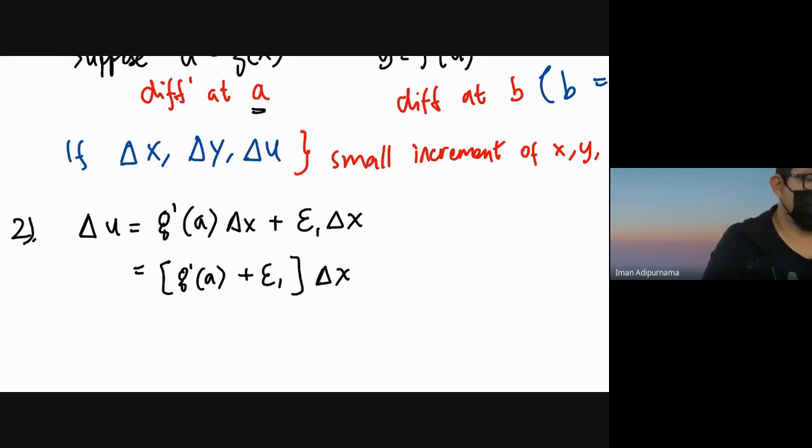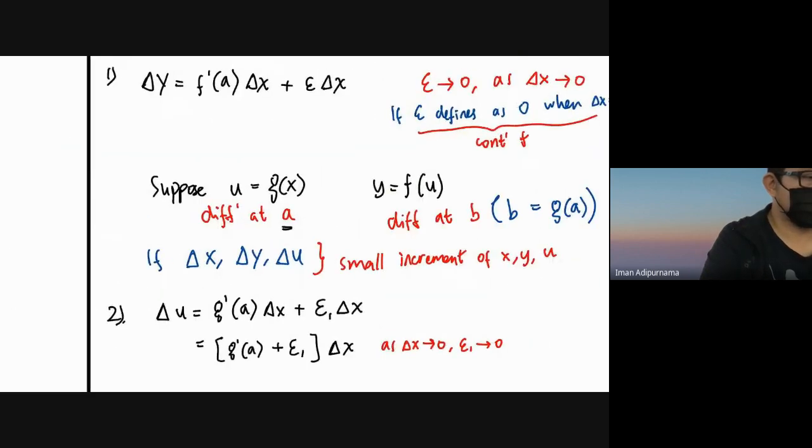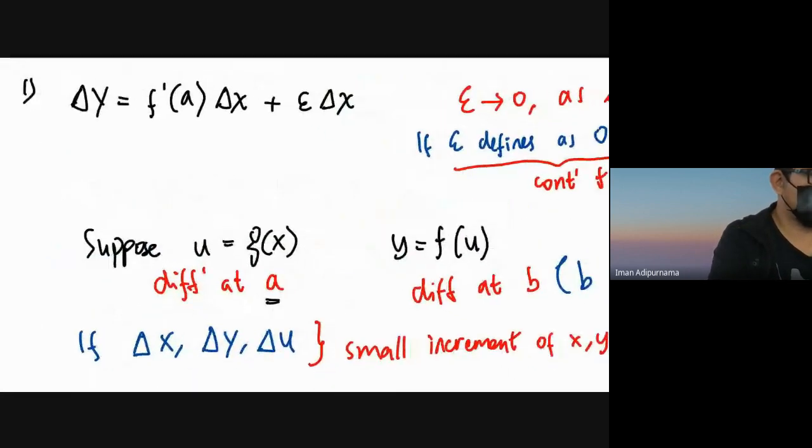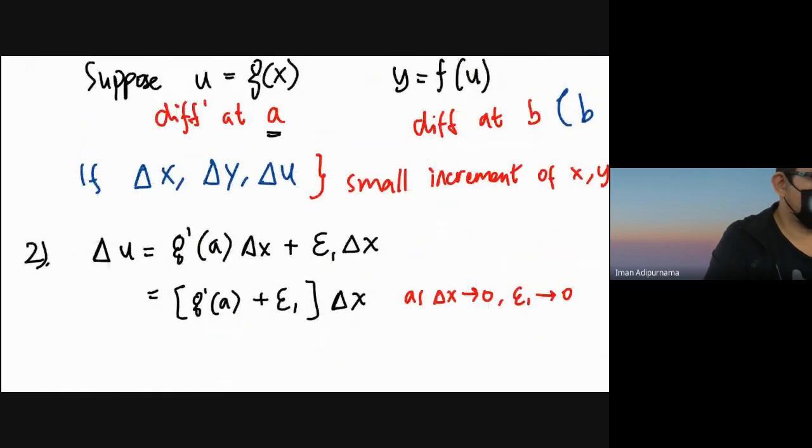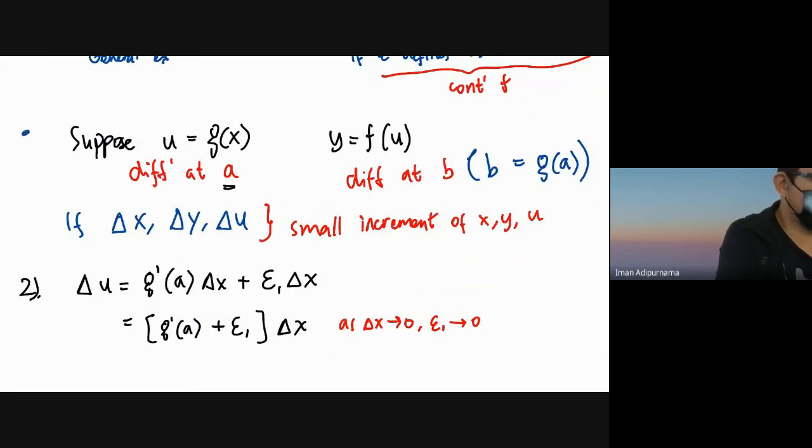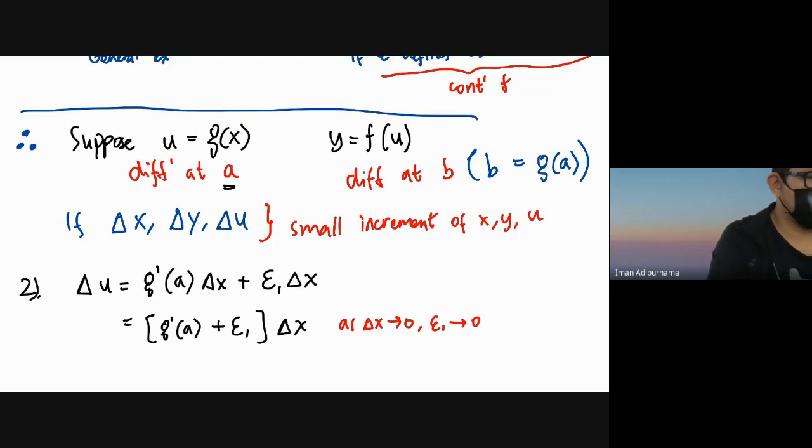And then we can also say as delta x is getting 0, then epsilon 1 is also getting 0. Okay, so the first equation is the general equation, let me write, to make it clear. This is another case, where u and y we are going to put into the chain rule formula.